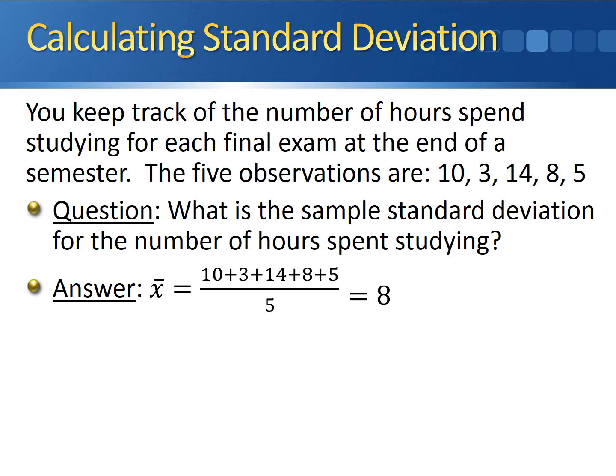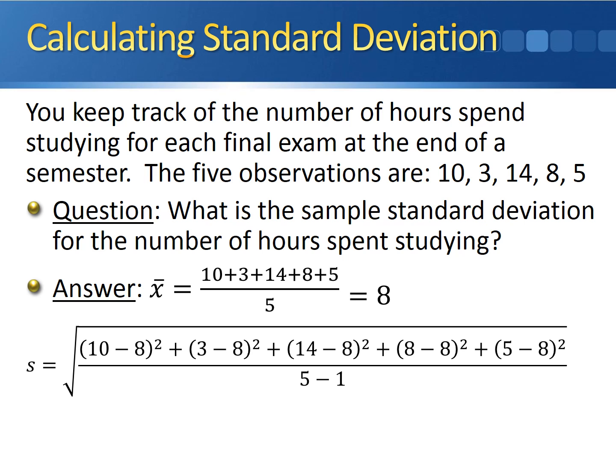So now what we're going to do is take each individual observation, subtract off the mean, square the difference, add up all of these squared differences, divide by the sample size minus 1, and take the square root. So the first step for calculating your sample standard deviation is working out what's underneath the radical. Your first observation is 10, sample mean is 8, 10 minus 8 squared gives you your first term. 2 squared is going to be 4.